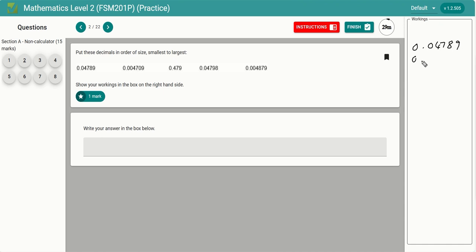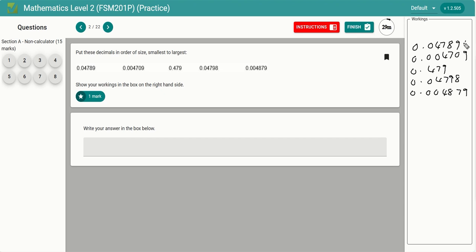0.04789, 0.00479, 0.479, 0.04798, and 0.00489. Okay, so we can see that the decimals are of different length.